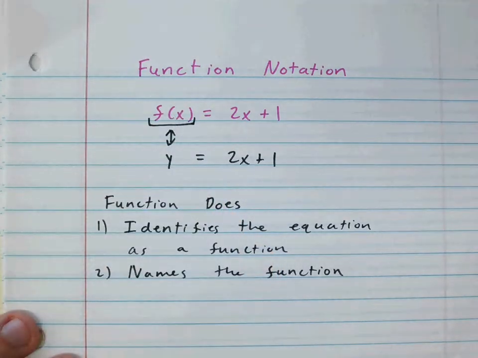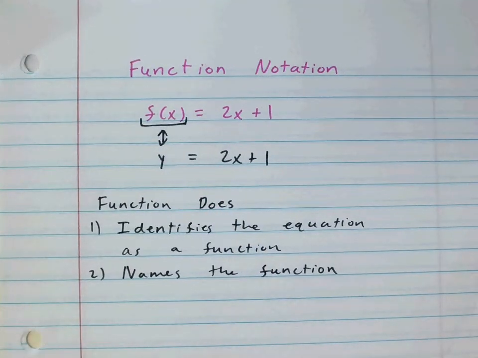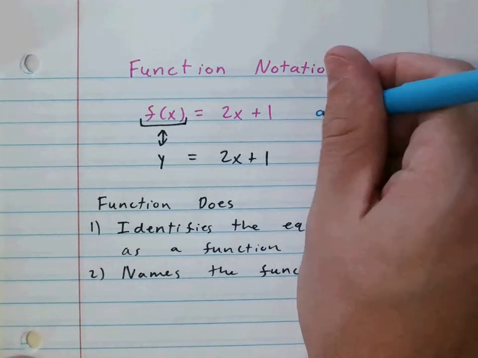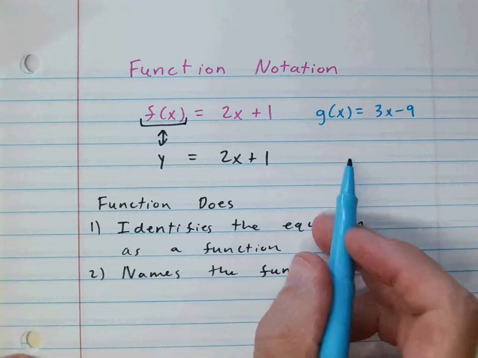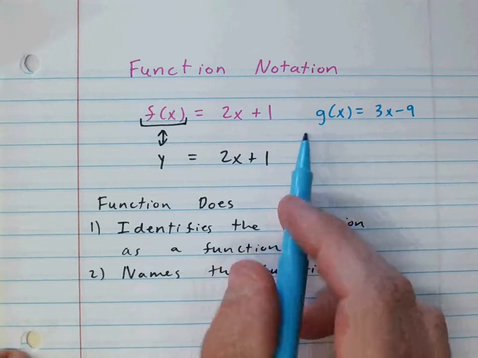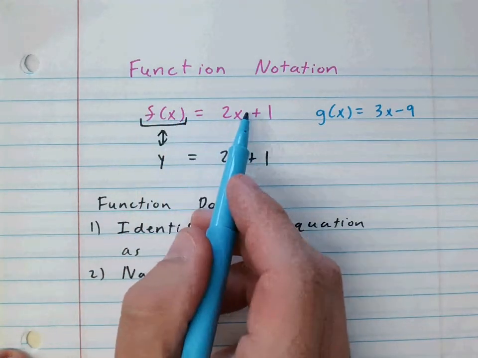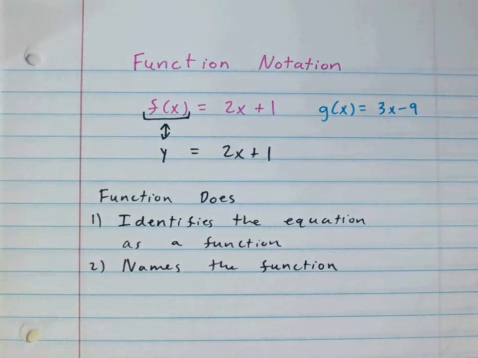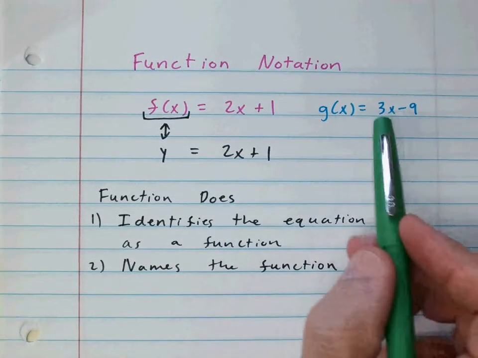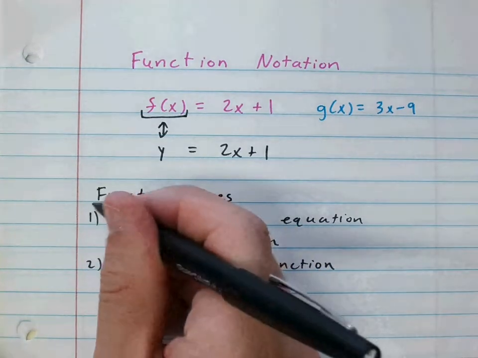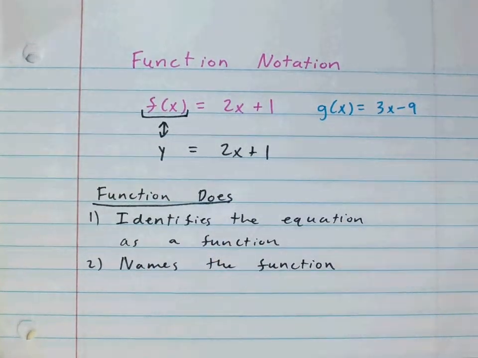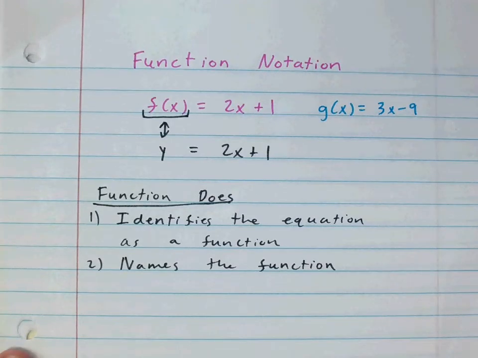So if I were to have a different function, let's say I had a g instead of an f out here, equals 3x minus 9, I can now talk about the function f, and you'll know that I'm talking about this purple equation. Whereas if I were to talk about the equation g, I would be talking about this equation right here.